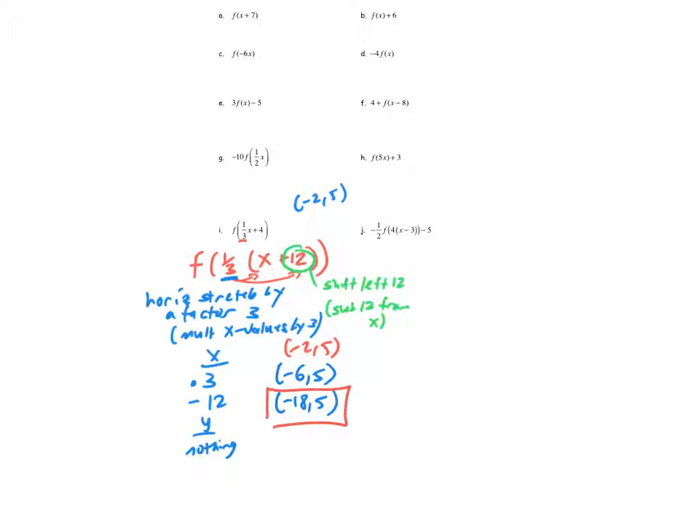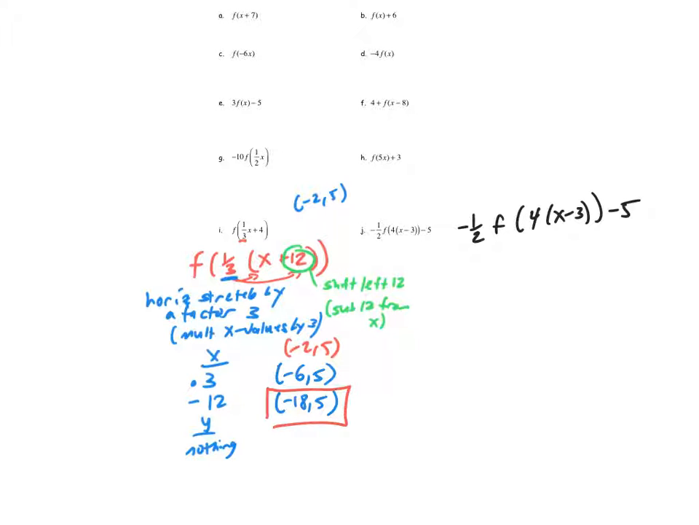Okay, let's take a look at letter J. This problem is a little bit more complicated because we have more transformations going on. I'm going to copy it a little further over on the page so that I have a little bit more room. So let me copy that. In this problem, you'll notice we already have the 4 factored out from the x, so we don't have to worry about doing that step.